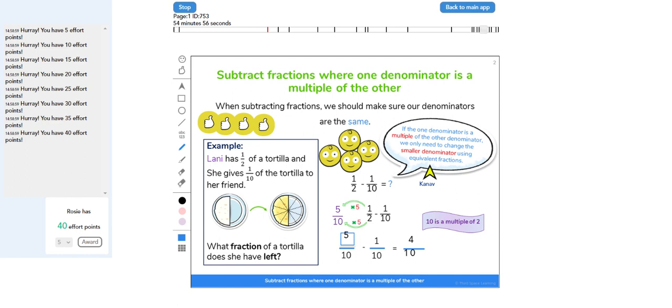We did who has the most tortilla. Lana has a half of a tortilla, and then she gave 1/10 to her friend. So now she only had 4/10. Okay.